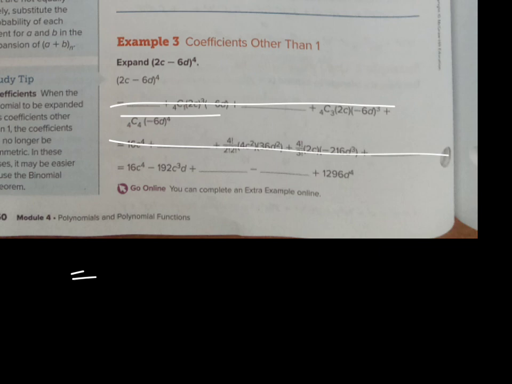So the first coefficient is 1. And then what do we do with that first term? That'd be 2c to the 4th. You got to take it all. So I'm going to write it with parentheses, 2c to the 4th. Plus, what are we on? 4th one. So what's the coefficient?